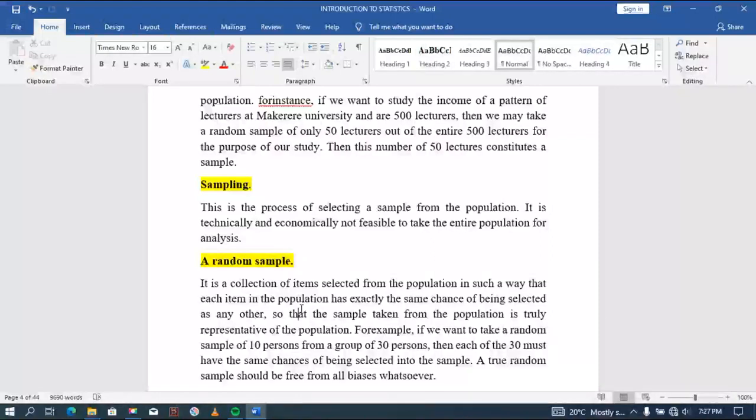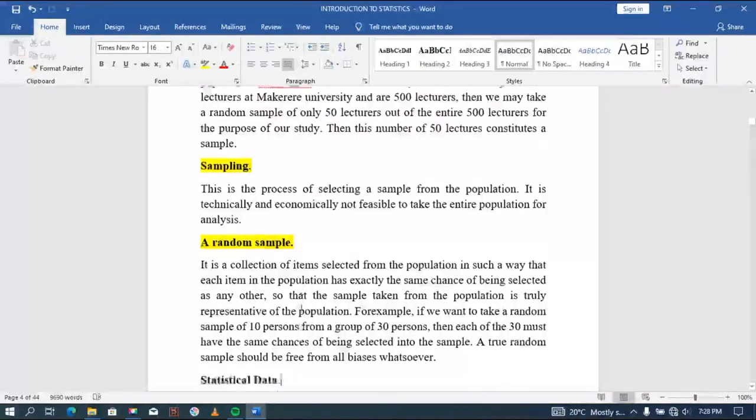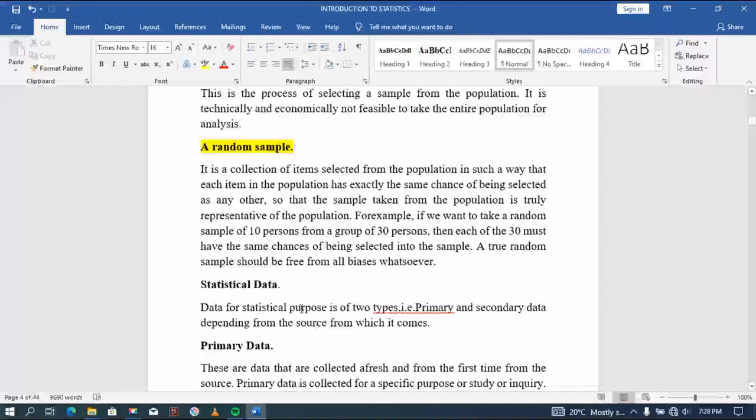For example, if you want to take a random sample of 10 persons from a group of 30 persons, then each of the 30 must have the same chance of being selected into the sample. So a true random sample should be free from all biases whatsoever. So that would give a reflective result, a reliable result concerning the intention of the research.